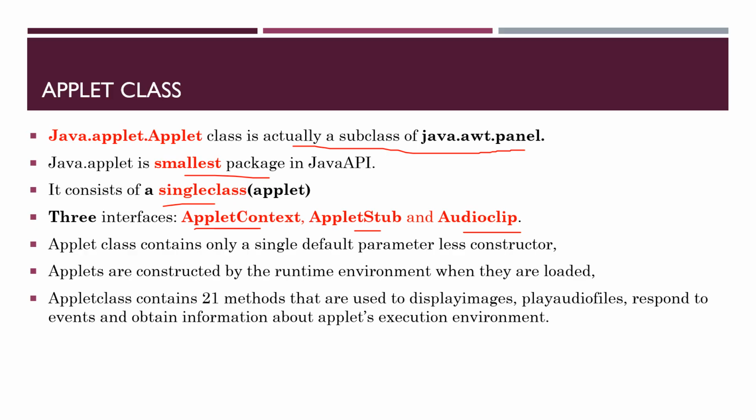And the Applet class contains only a single default parameterless constructor, which is not used generally. Applets are constructed by the runtime environment when they are loaded. They do not have to be explicitly constructed. The Applet class contains 21 methods that are used to display images, play audio files, respond to events, and obtain information about the applet's execution environment.